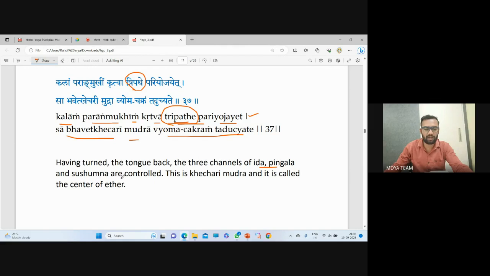Ida, Pingala, and Sushumna are controlled. They will merge, and they will be under the control of the yogi. Okay, and these are the main nadis. If they are under control, next they are telling Sa Bhavet Khechari Mudra, that we call Khechari Mudra, Vyoma Chakram Taduchyate, and it is the center of the ether. Vyoma, another meaning is also sky. Vyoma, sky, is the center of the sky.